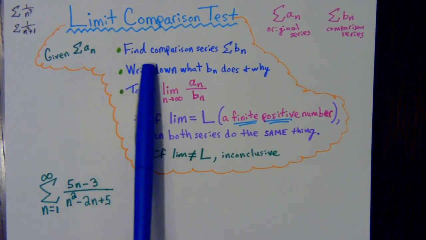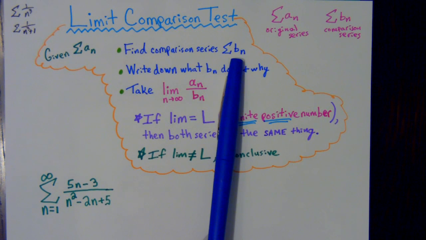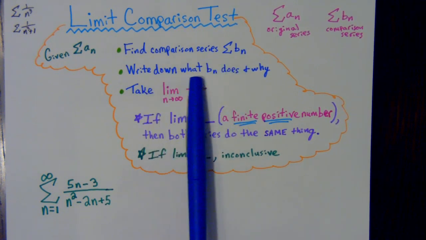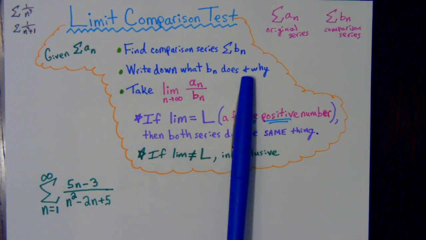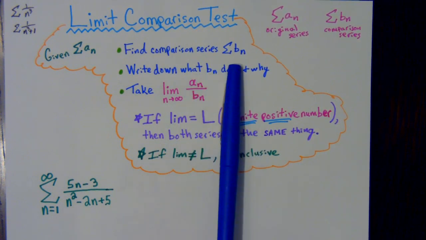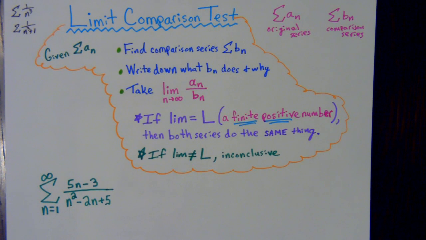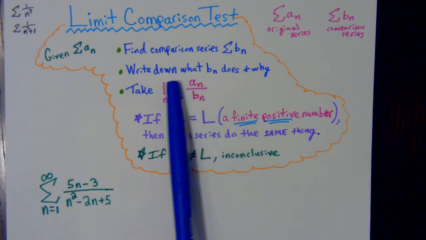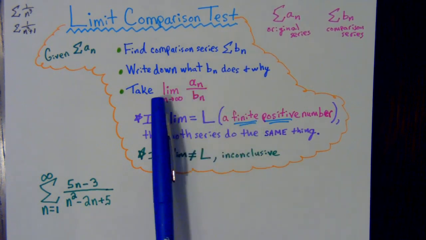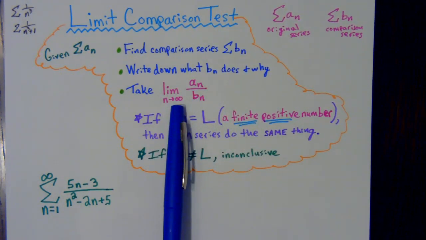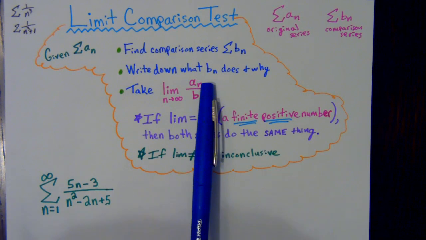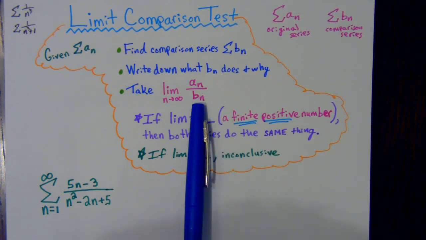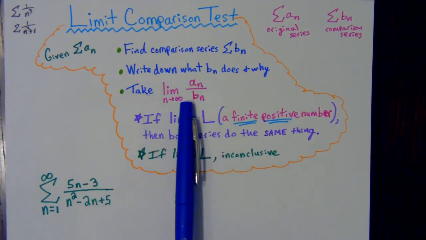Given an original series, you're going to find a comparison series, and I'll tell you a couple tricks of how to do that. And then you're going to write that down, and then you're going to write down what that does and why. So you're going to always write down your comparison series, and you're going to tell me, hey, that's a convergent P series, that's a divergent geometric series, that's a convergent integral series. So write down what that does and why. And then what we'll do, we're going to take the limit as n approaches infinity of the original series divided by the comparison one. So you got to show me what you're taking the limit of.